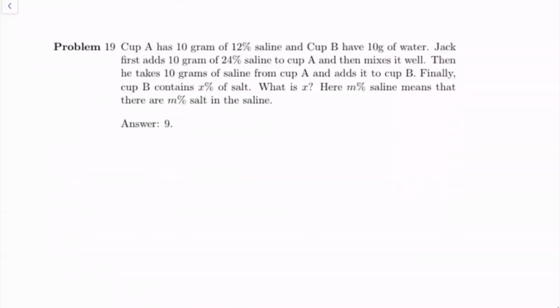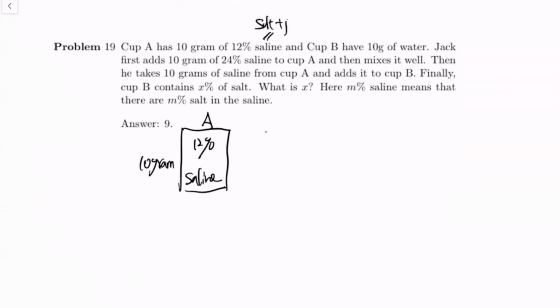All right, so problem number 19. Here we have cup A, which has 10 grams of 12% saline. And cup B, let's see what we have. Saline is a mixture of salt plus pure water. Cup B is just water, right? It's 10 grams, just water.